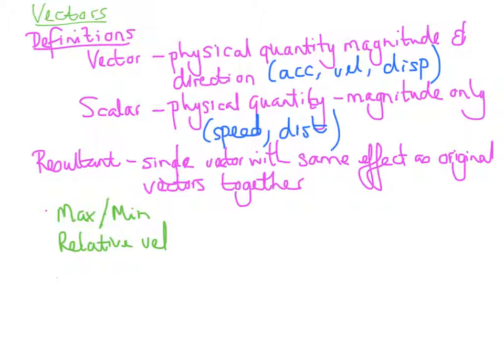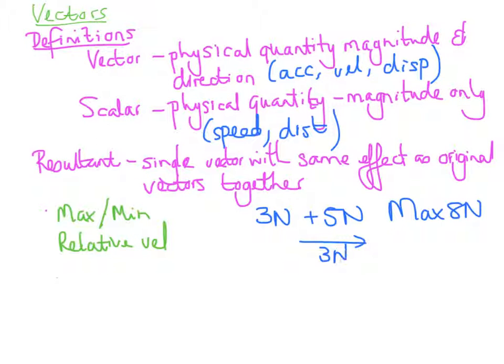So we've learned a few things. We've learned that if we've got a maximum, let's say we've got 3 newtons and we've got 5 newtons, the maximum you can get is 8 newtons out of that by putting them in the same direction. 3 newtons and then 5 newtons. If we want to have them at a minimum, I will put the 5 newtons in one direction, doesn't matter which one really, and the 3 newtons in the opposite direction, and therefore the resultant is the subtraction between the two.